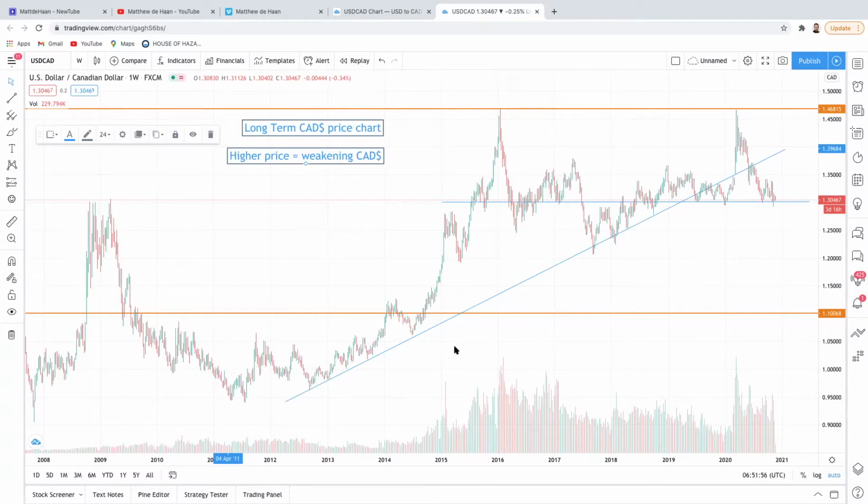So one of the trends I was following for a long time is this blue trend line. You can see the price kind of bounced off there, and then it broke down from that level. So the Canadian dollar's been kind of consolidating here along this $1.30 mark for a while.